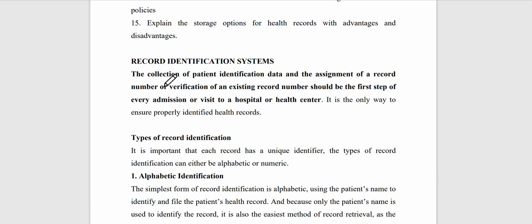Either you will be able to assign the new health record number to that patient, or you will be able to verify if that patient has health records with you in the facility before you can assign a new health record number.